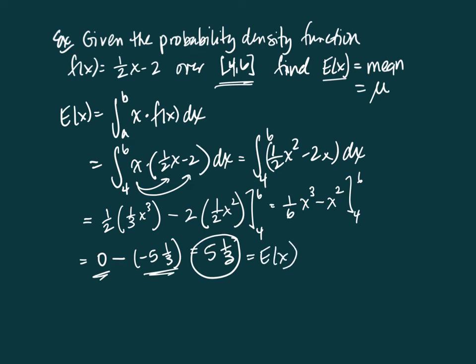And it makes sense. It should fall somewhere between 4 and 6, right? Because it can only take on values between 4 and 6. Whatever this random variable, continuous random variable is, can only take on values between 4 and 6. So my expected value or mean or mu, the population mean, is 5 1/3. Okay.